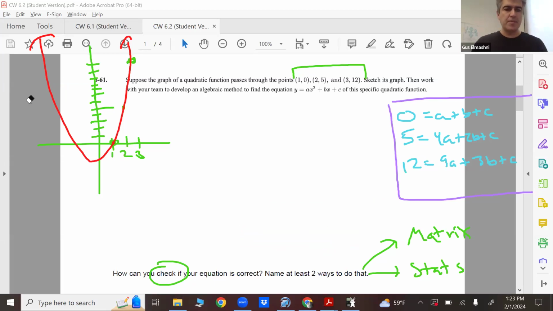So let's substitute. What do you want to get by itself? It's totally up to you guys. What do you think is the easiest to get by itself? Well, zero's already by itself.